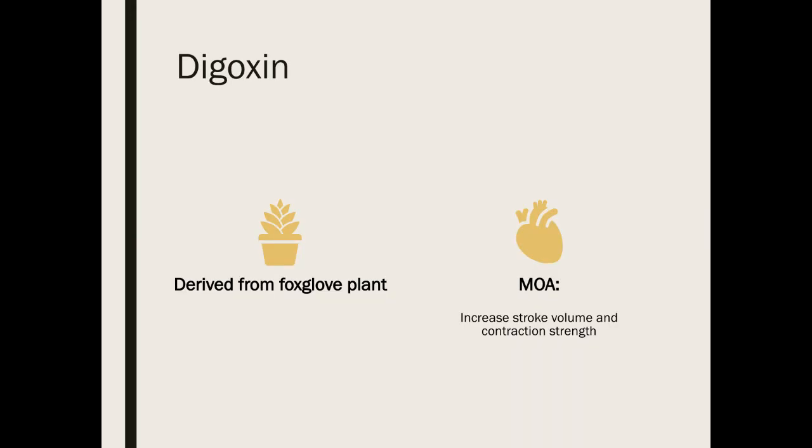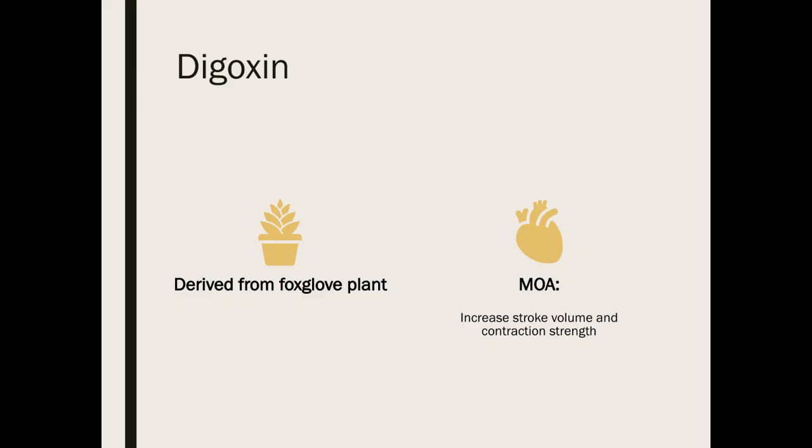Might also be on digoxin. Digoxin comes from the foxglove plant, so it is naturally derived from a plant. Mechanism of action is going to increase stroke volume and contraction strength without increasing oxygen demand. So your heart isn't using as much fuel, but is pumping out a lot better, is working a lot more efficiently, and that's a great thing about digoxin.